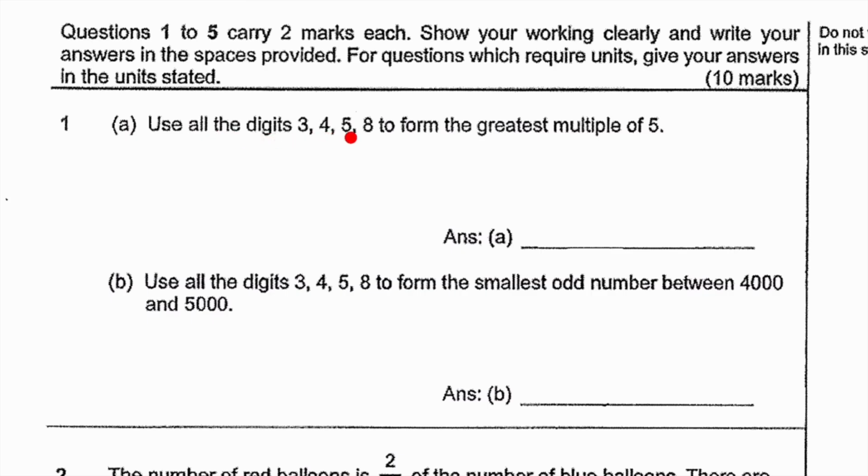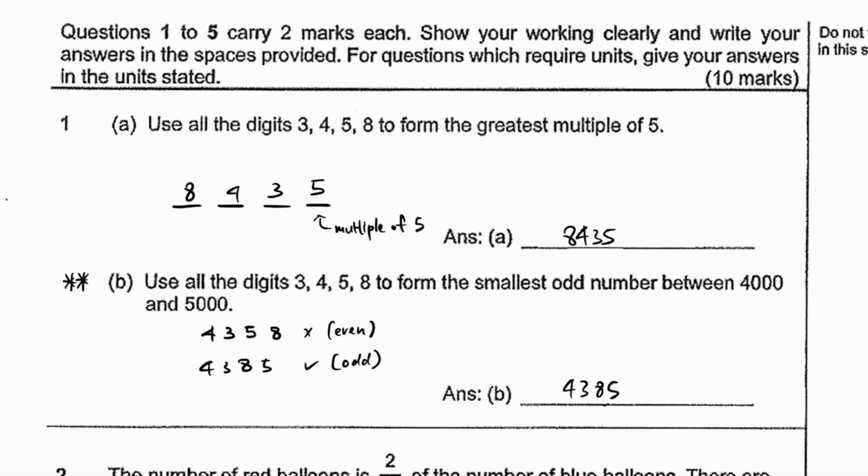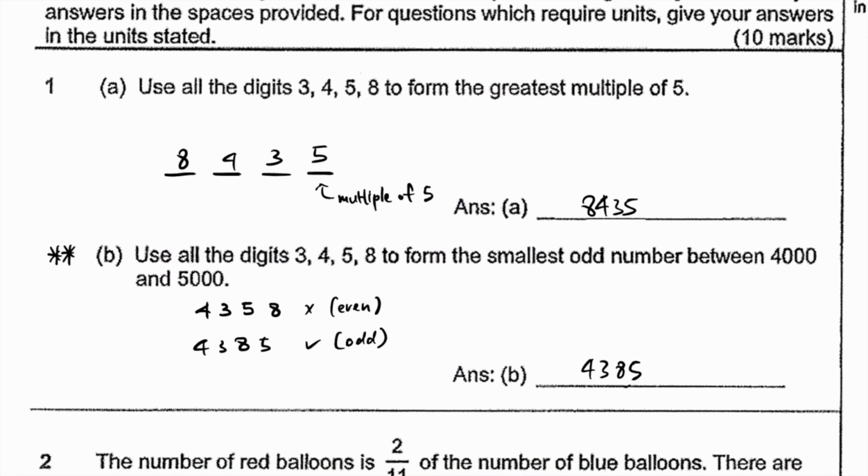Use all the digits here to form the greatest multiple of 5. Now, for a multiple of 5, the digit 5 has to absolutely be in the ones place. And because we want the greatest possible, we'll start with 8. And then we have 4, 3, and 5 has to be the last one.